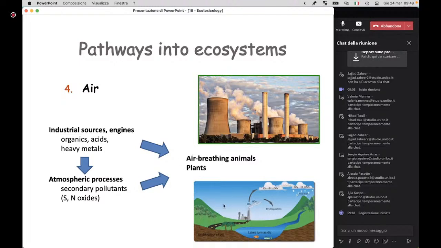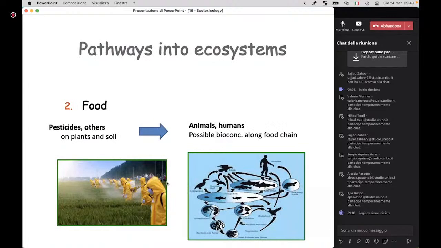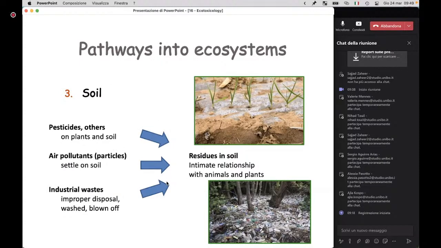However, please pay attention that from the air, the pollutants can also go into the water, since air is in close contact with superficial waters. So under this regard, even aquatic animals are impacted by air pollution. So those are the most important pathways for pollutants to go into the different ecosystems.